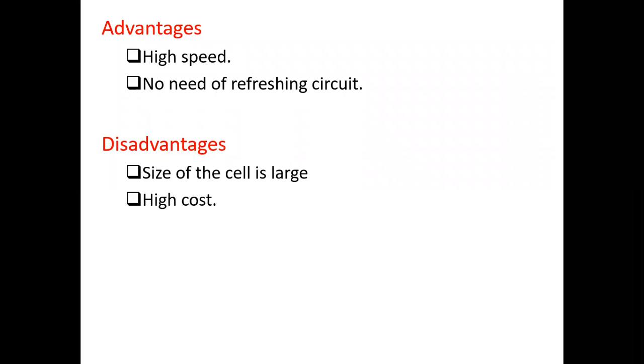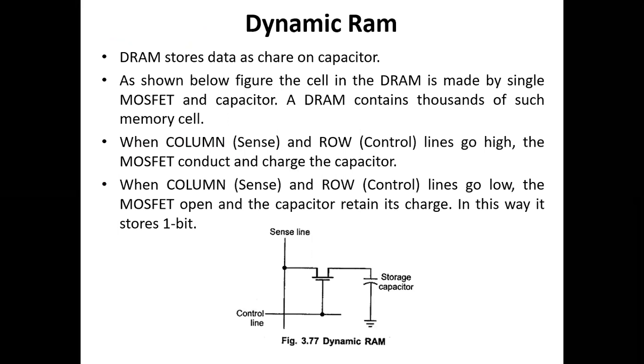Advantages: high speed of data storage. No need for refreshing the circuit because it is a flip-flop cell, so no need for refreshing cycles. Disadvantages: the size of the cell is large and the cost of purchasing these cells is high.